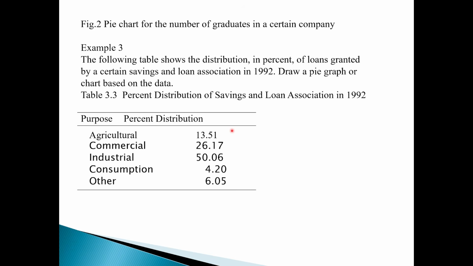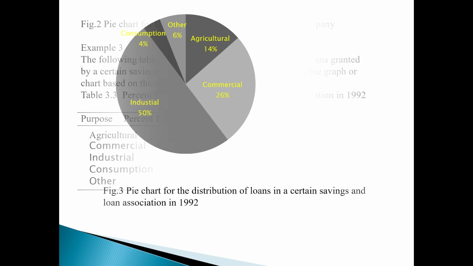Okay, how will you do that? You should multiply 360 to each percent distribution. So 13.51 times 360, 26.17 times 360, 50.06 times 360, and so on. You will get your degrees. Upon getting your degrees, of course, you are now ready to create your pie chart.